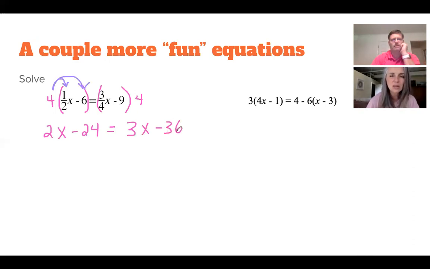Then he did the same thing on this side, right-hand distribution. 4 times 3/4 would be 3. And 4 times -9 would be -36.